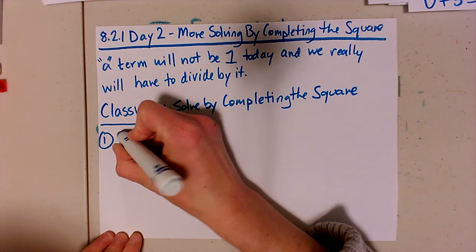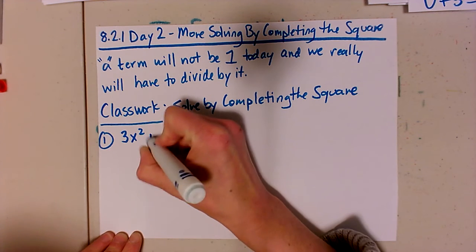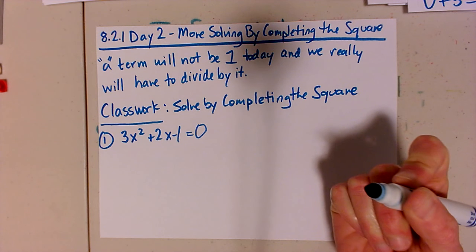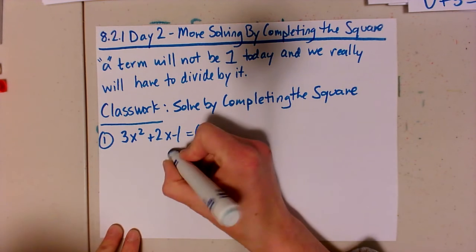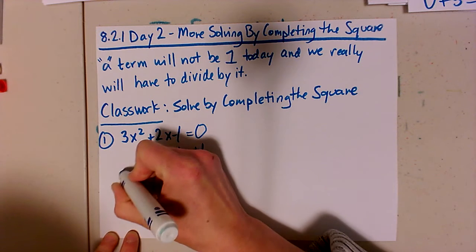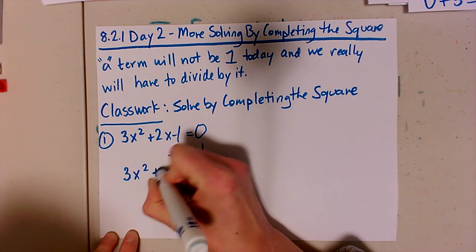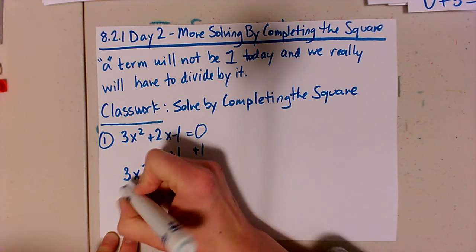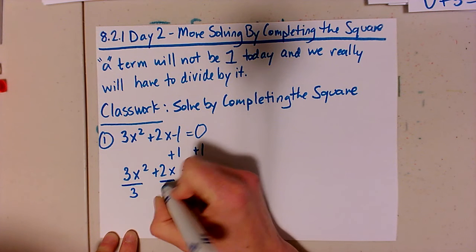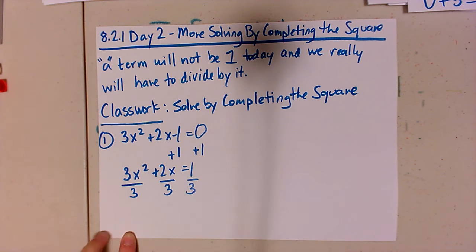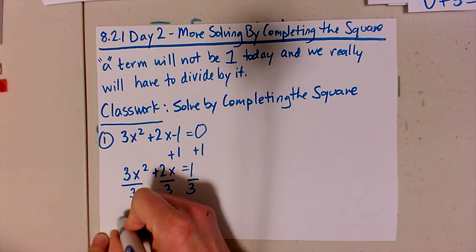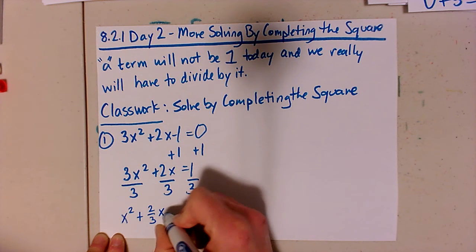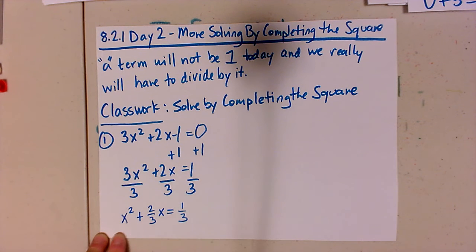For number 1, we have 3x squared plus 2x minus 1 is 0. Our first step is to move the c term to the other side, and so I get 3x squared plus 2x is 1. Then we divide by our a term, which is 3, and everything gets divided by it, so that's going to give us x squared plus 2/3 x is 1/3.